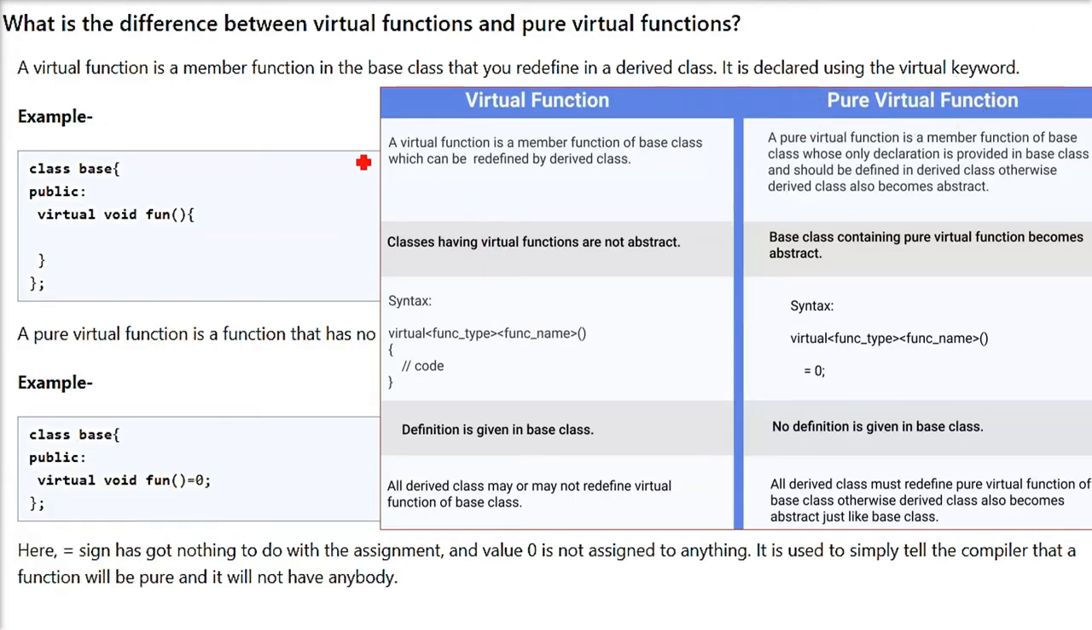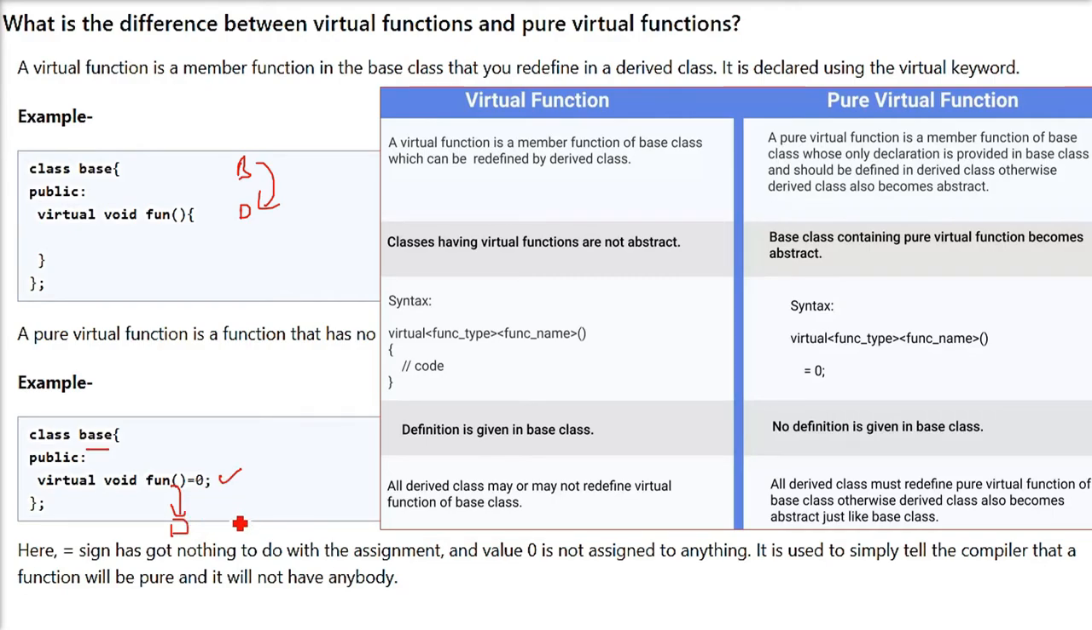A virtual function, as I said, is a member function of the base class, and this can be redefined whenever you are inheriting it in a derived class. Okay, and a pure virtual function is a member function of the base class which has only a declaration in the base class, and you need to define it by yourself in the derived class. Otherwise, your derived class will also become abstract.